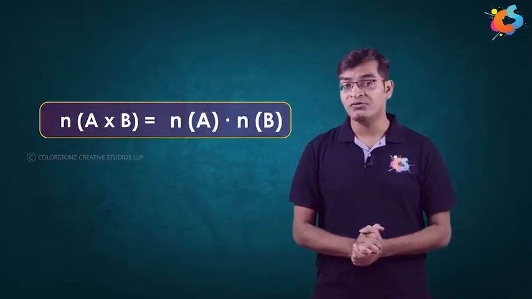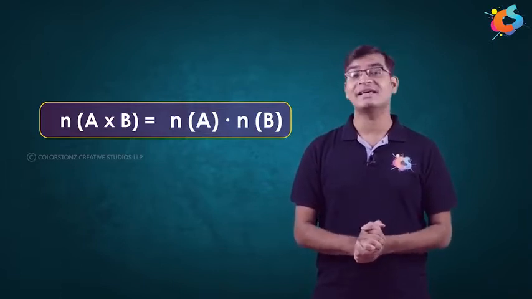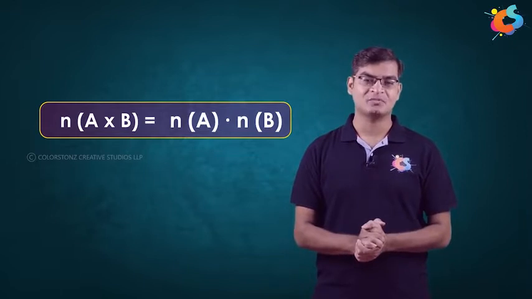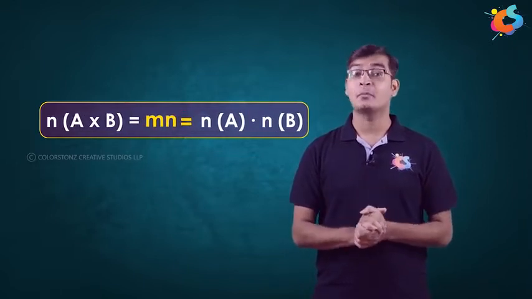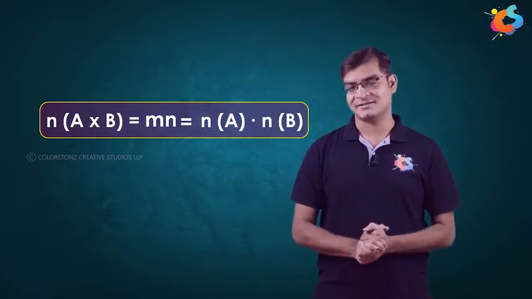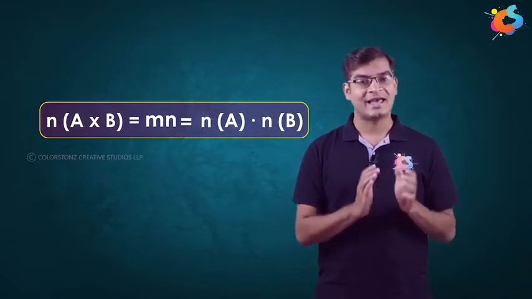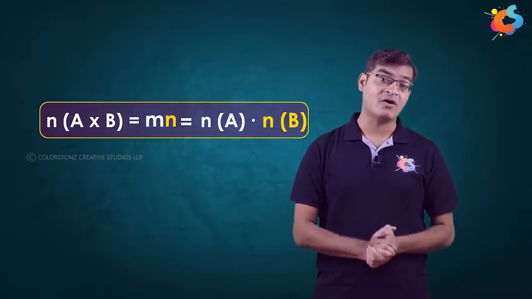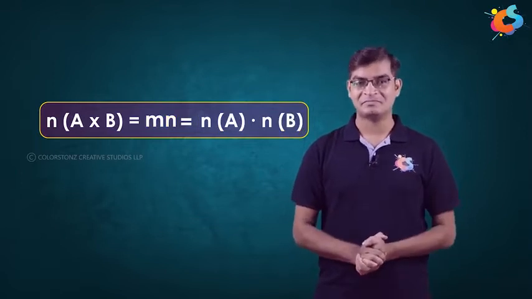So if you want to find the number of elements in A cross B set, then just take the product of the number of elements in each of these sets. So here it is n of A into n of B. Okay? As a relation is a subset of the Cartesian product set.